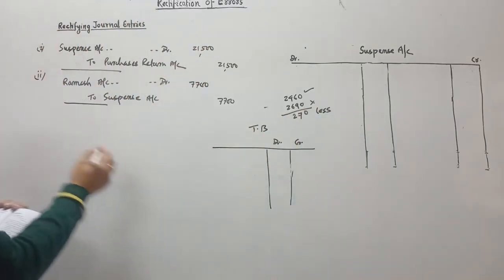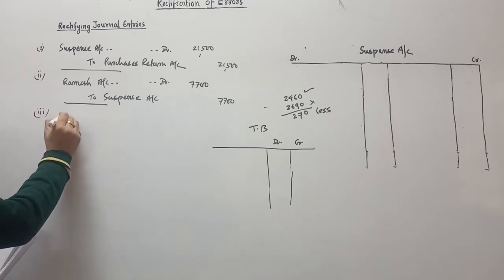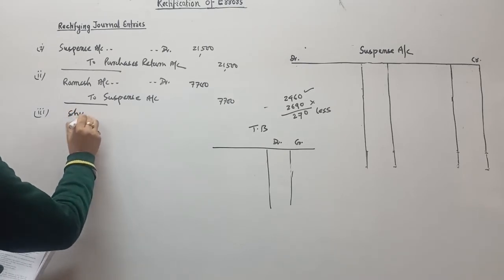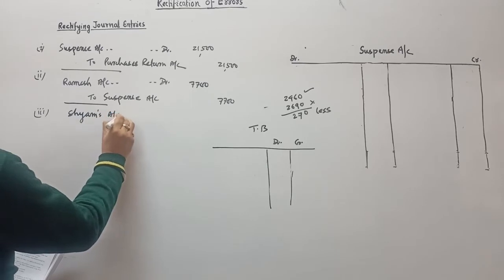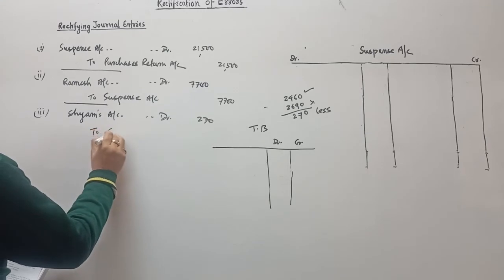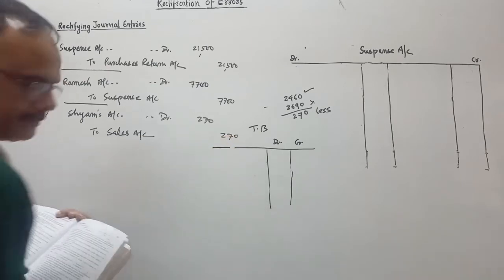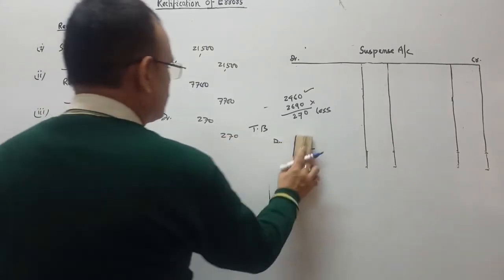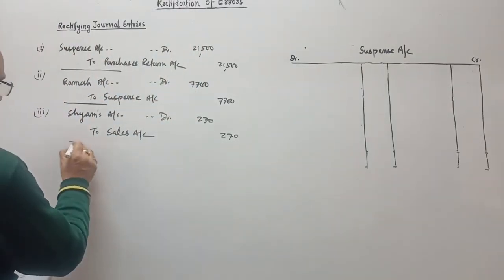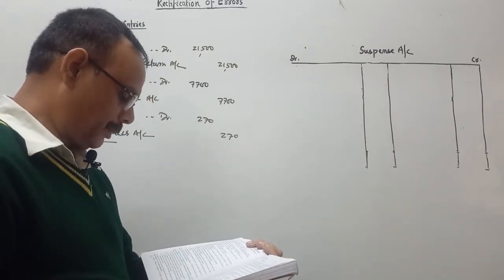So we'll do the entry in the same direction. What we'll do: we have sold goods to Shyam. So Shyam's account debit to sales account 270, because we have written 270 less in the sales book.